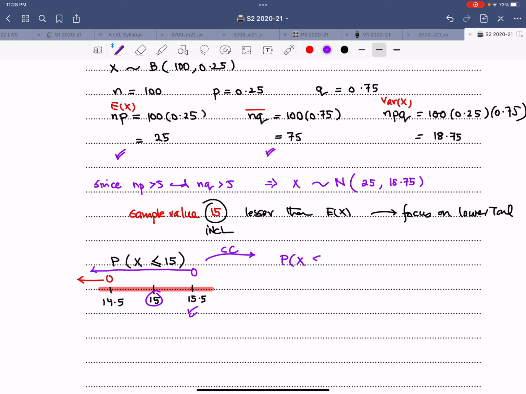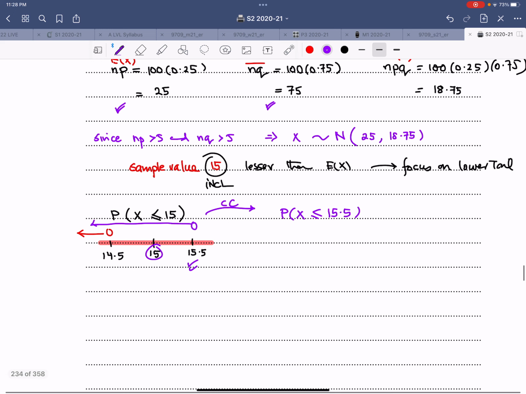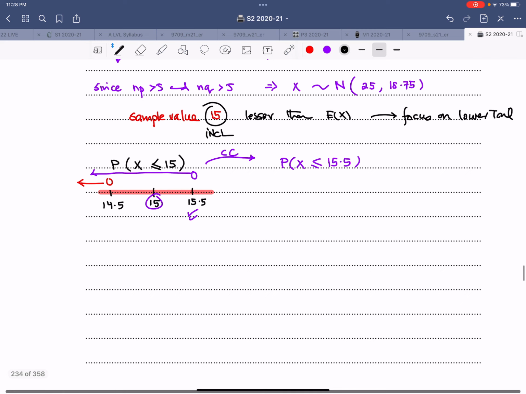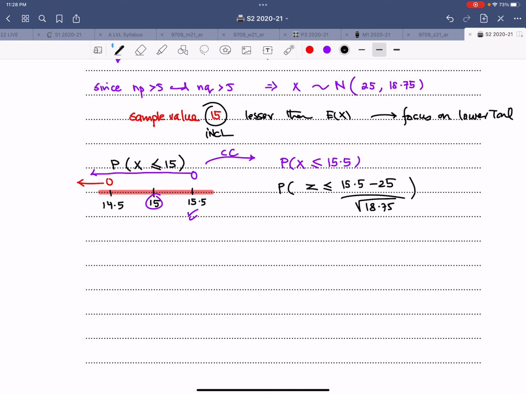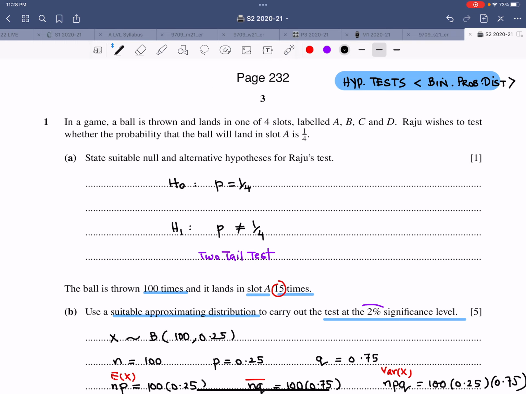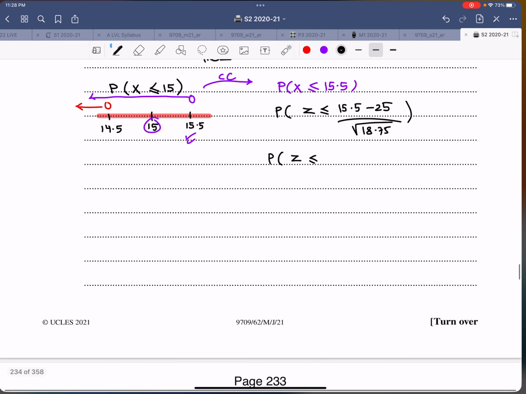Why do we need the inequality? So that we have the right continuity correction. We don't actually have to find the probability, we just have to convert it into the z value. So therefore probability z is lesser than or equal to 15.5 minus 25 divided by square root of 18.75. When you use the calculator and simplify, this comes out to be negative 2.194. So negative 2.194, and just stop over here.